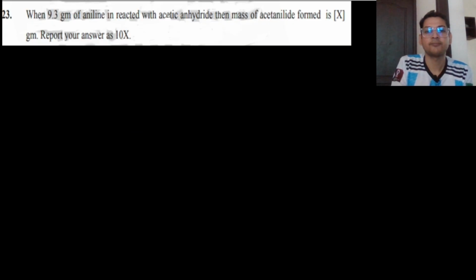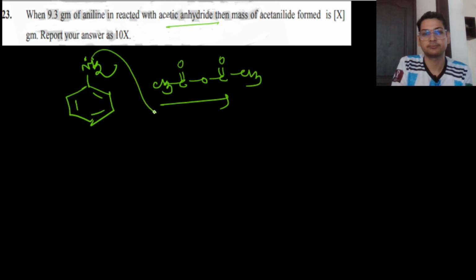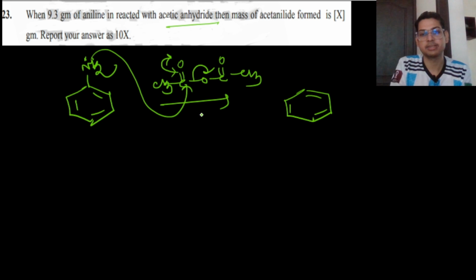Now what is this question? When 9.3 gram of aniline, okay, aniline looks like this, right? Aniline reacts with acetic anhydride. Acetic anhydride is like this: CH3, C double bond O, O, C double bond O, CH3. So you are getting acetanilide. Obviously minus H plus you have to do, you will get acetanilide, NH, C double bond O, CH3.